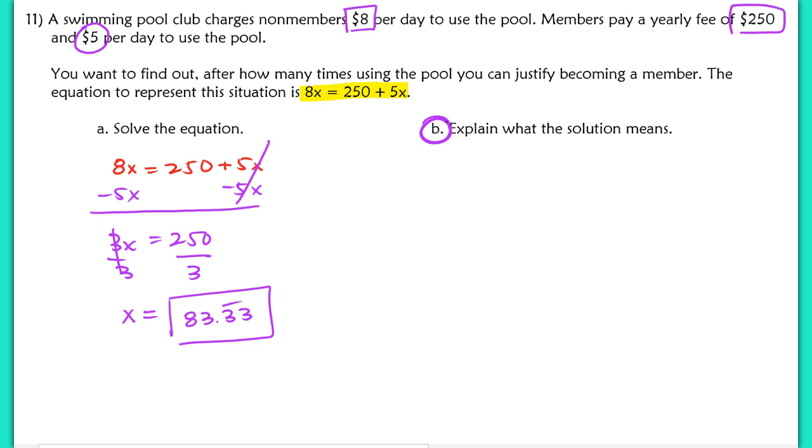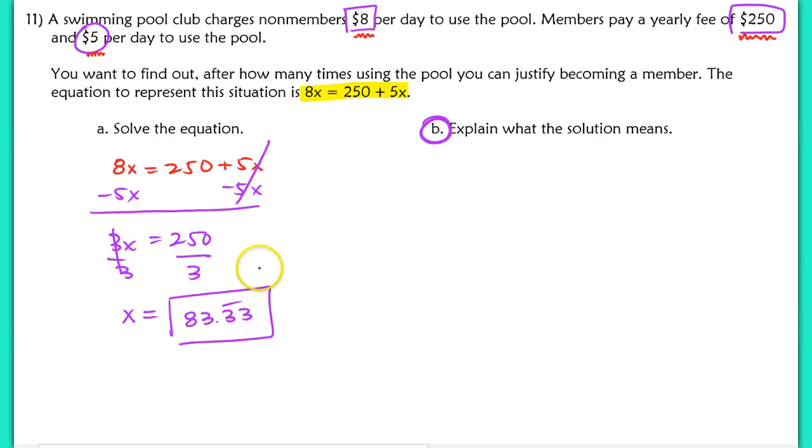That's really the important part in this question, to make sure you understand what the scenario is. So remember, we said that a non-member has to pay a little bit more every day. They pay $8 per day. A member pays an upfront fee of $250, so they have to pay a lot upfront, but they get a little bit of a discount every time they use the pool. They only have to pay $5. So let's decide, is it actually worth it to become a member? Is it worth it to pay that fee up front?